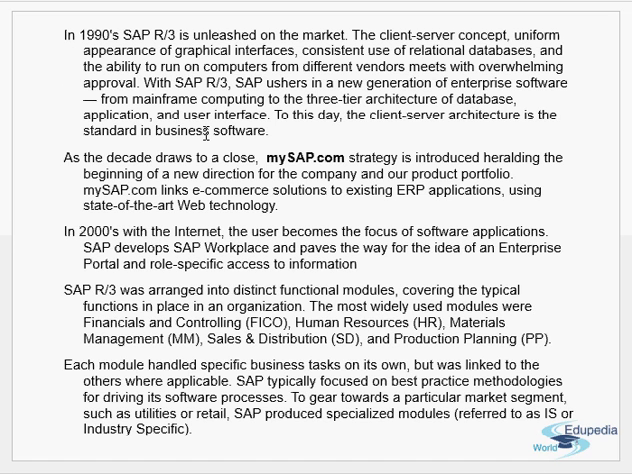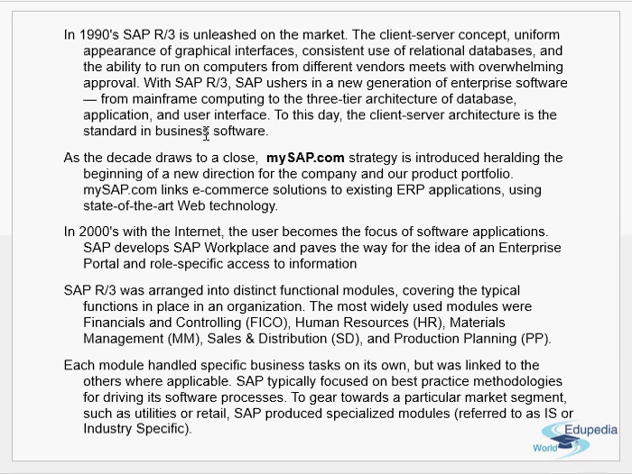Then in the 1990s, SAP R3 came into the market. It has client-server architecture, uniform appearance of graphical interfaces, consistent use of relational databases, and the ability to run on computers from different vendors, which met with overwhelming approval. SAP came into the main picture once R3 came. R3 is made up of client-server architecture. It uses relational databases at the backend and even a graphical user interface.